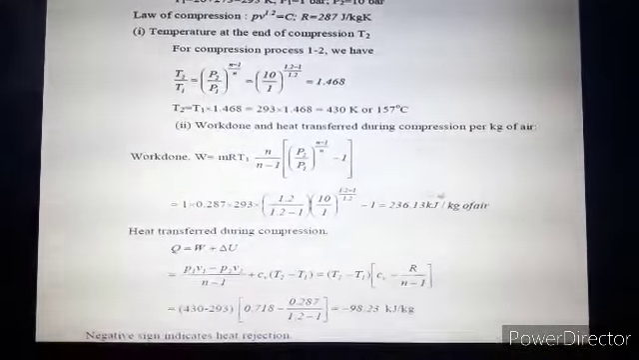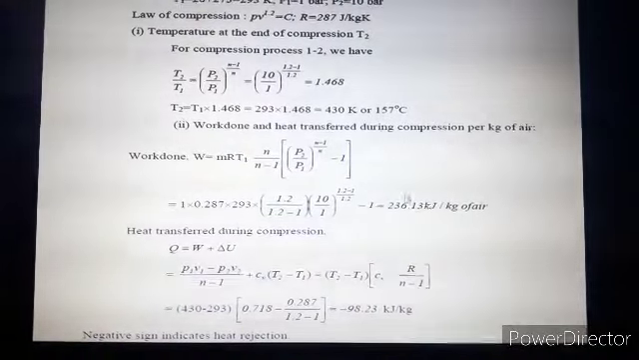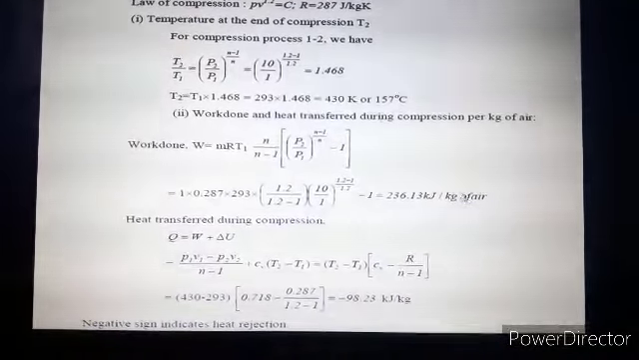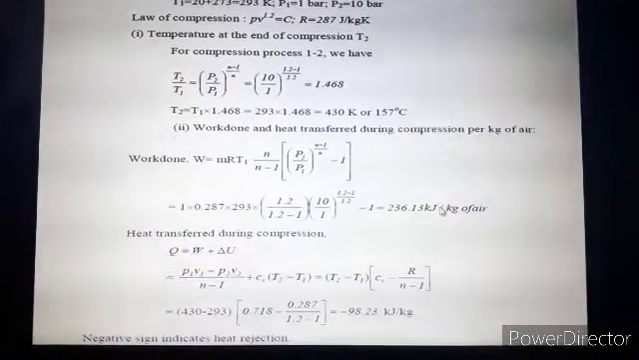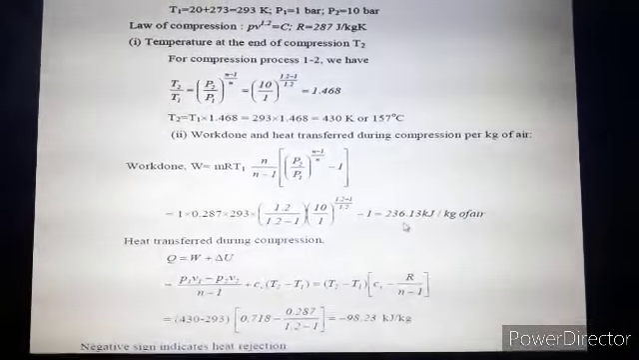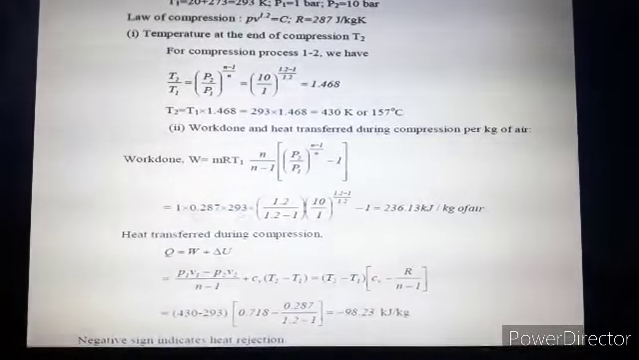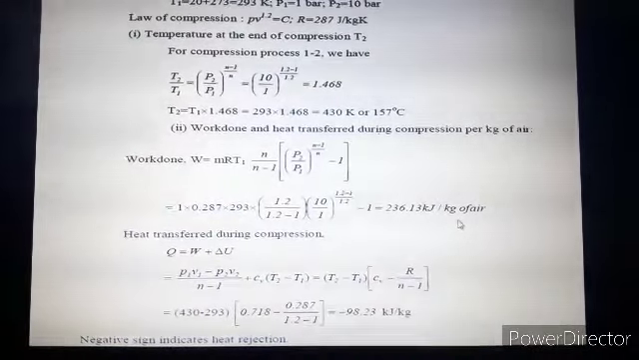So how will we find the mass of the air? For that we can use the general gas equation, that is P1 V1 is equal to mRT1. So from that expression we can find the total mass, and we can multiply this value by total mass, so that we can find the total power required for the compressor.